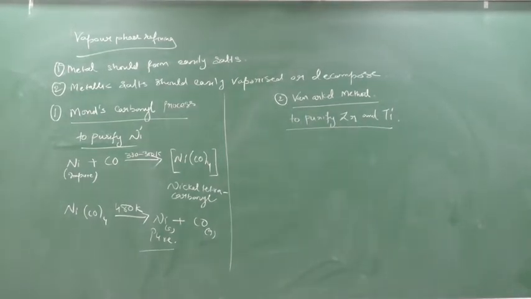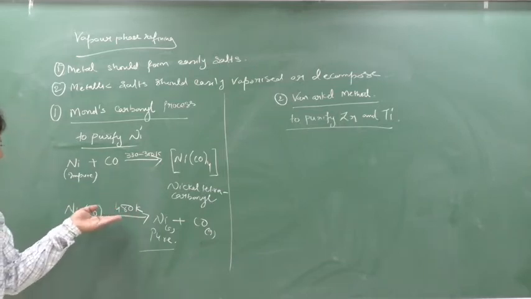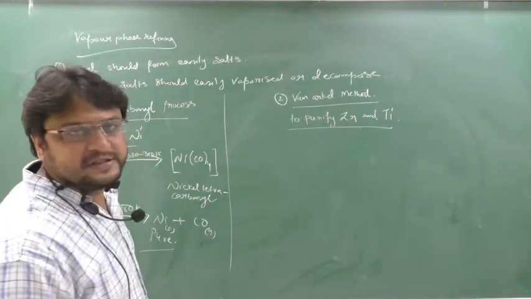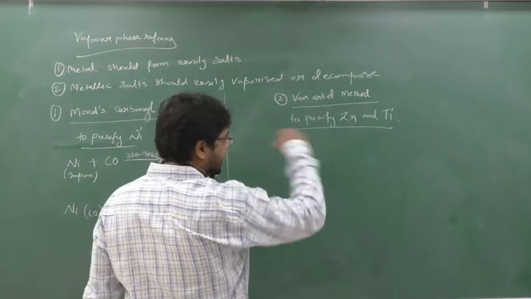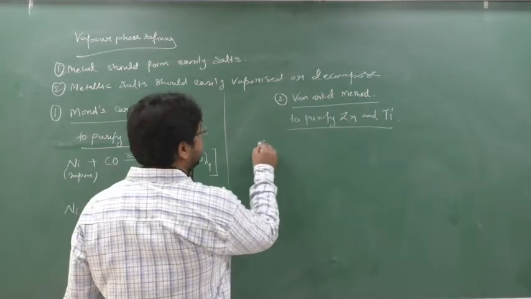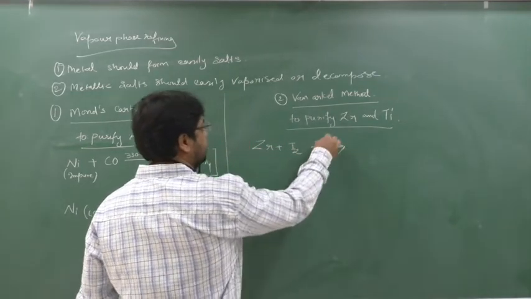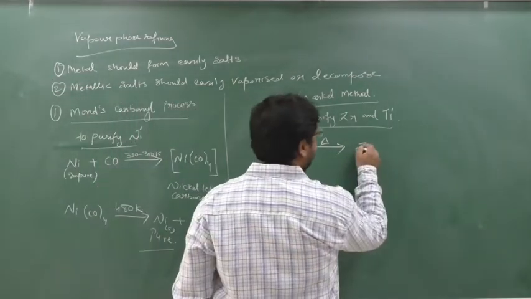Clear? So here it is nearly 440 also. You see your textbook. I am seeing the competition book. That's why it is 480. You can see from your textbook also. See now the Van Arkel method: you purify zirconium and titanium. What are we doing? We are heating with iodine, and we are forming iodide salts, that is zirconium iodide.